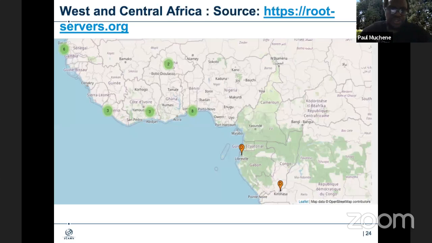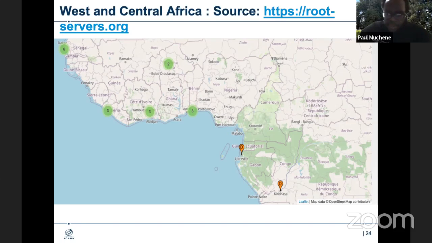I'll show you just a few of the distributions using the maps. This is in Western Central Africa. There's quite a number in Senegal, which has 6. Liberia, Cote d'Ivoire, Burkina Faso, Benin. Then you have Gabon, and also in DRC, you have distribution of various root servers.